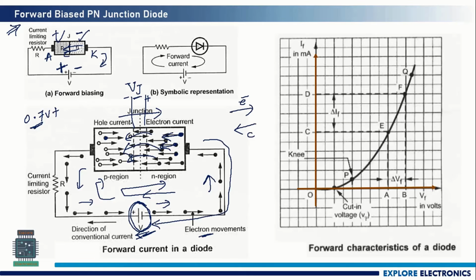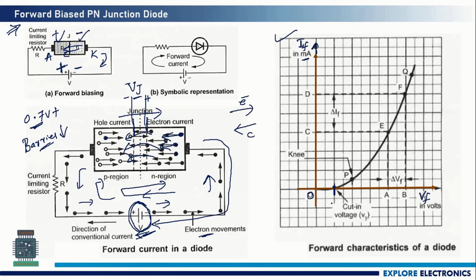Then what happens? The barrier potential over here, or the barrier in between the two junctions, becomes thinner and thinner. So the barrier reduces as we apply a voltage above 0.7 volts. The barrier reduces and electron flow will start. You can see here in the IV characteristics, on the y-axis we have the current IF, which is in milliamps. On the x-axis we have VF, that is in volts. We started to apply from 0.